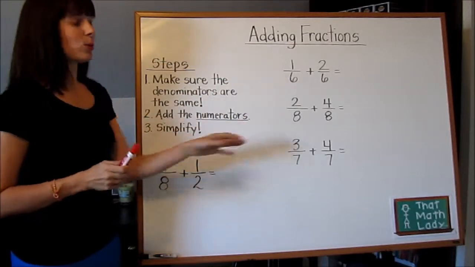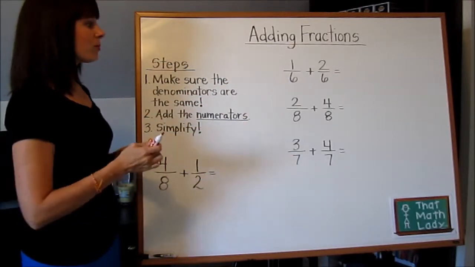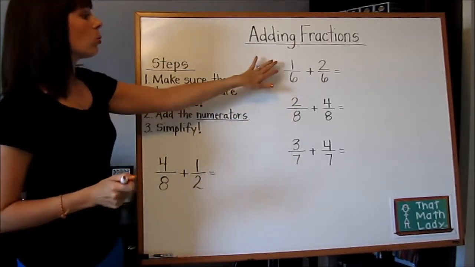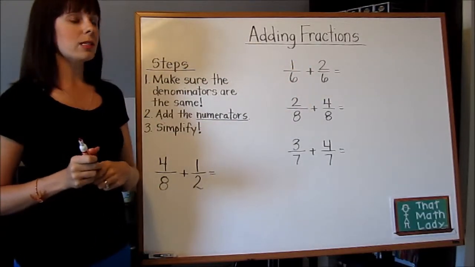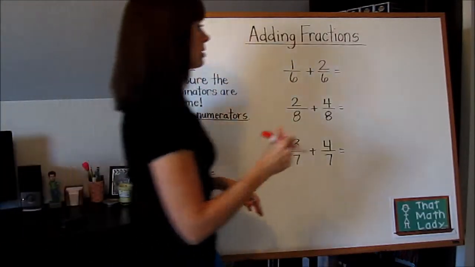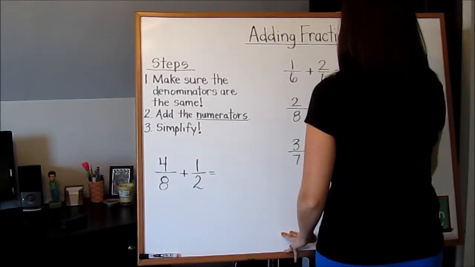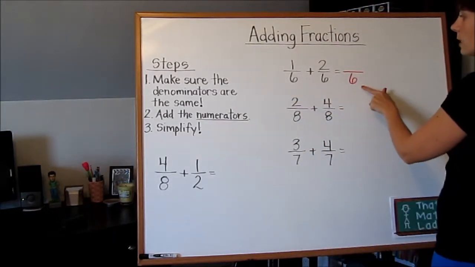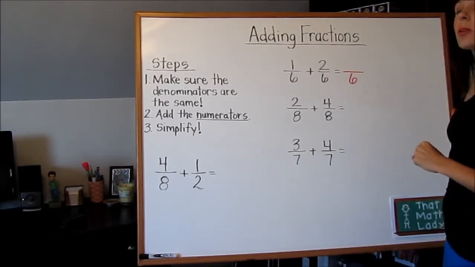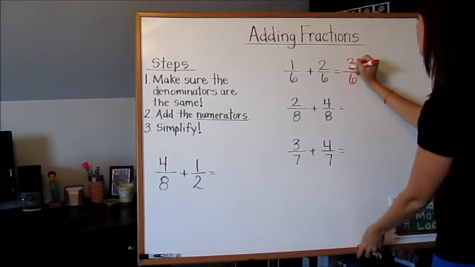So I have some examples here that we can work on together. The first one is 1/6 plus 2/6. Our denominators are the same, and they continue to stay the same: 6, 6, and 6 over here. So 1 plus 2 equals 3.